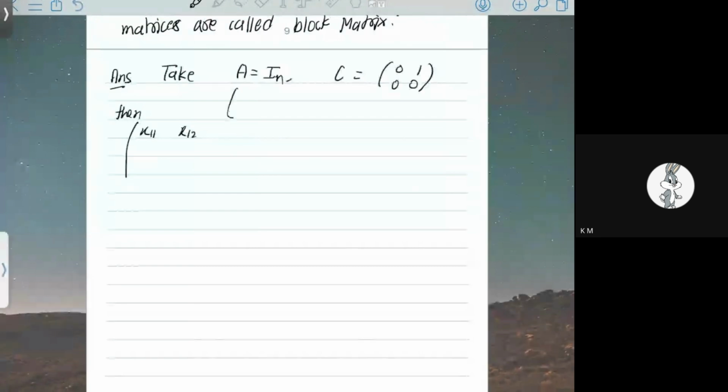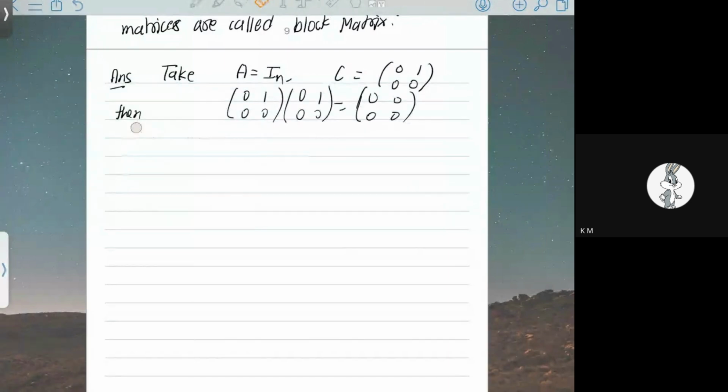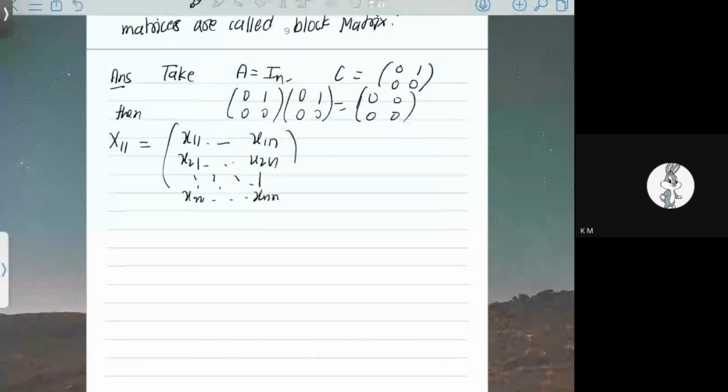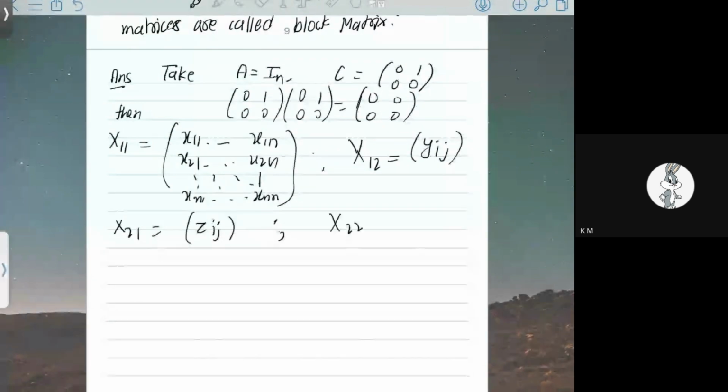Let us check. I think its square only will give us the zero matrix. This is zero, this is zero, this is zero, this is zero. So C is a nilpotent matrix and A is an invertible matrix. Fine. This satisfies the given condition. Now let me use some notation. I will denote my matrix X11 to be X1, X1n, X21, X2n, and then XN1 till XNn. X12 to be the same matrix with notation Yij, X21 to be Zij, and X22 by Wij. Okay.